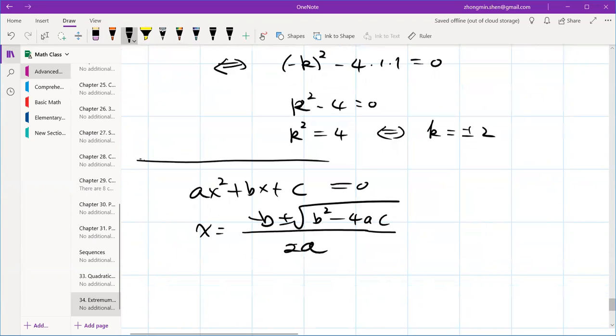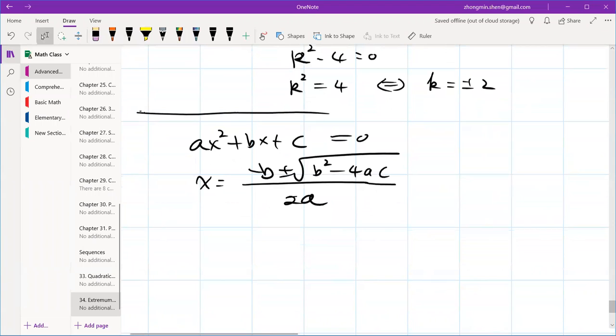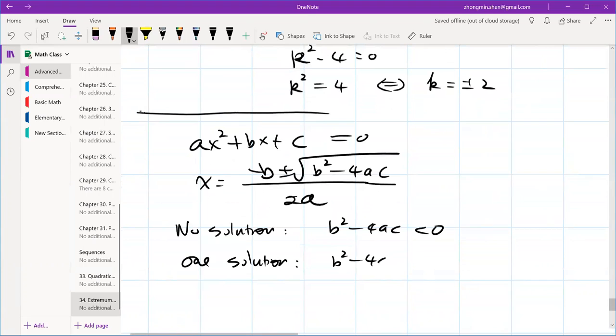But with this formula, it's possible that b squared minus 4ac could be negative. Now what does that mean? It means there is no solution. So: no solution if b squared minus 4ac is less than 0; one solution if b squared minus 4ac equals 0; and two solutions if b squared minus 4ac is positive.